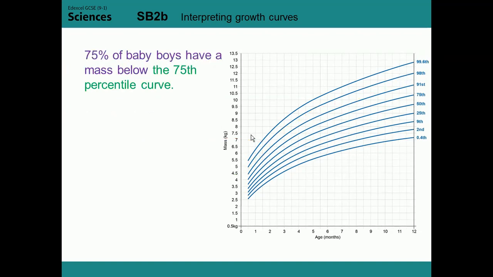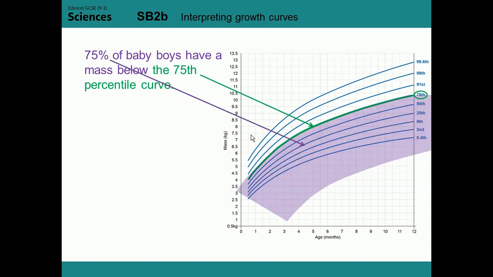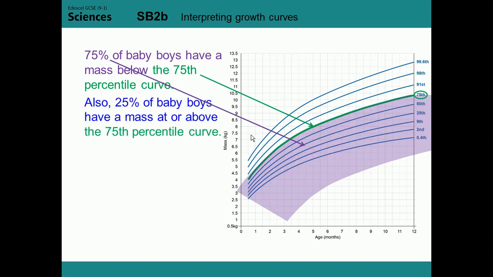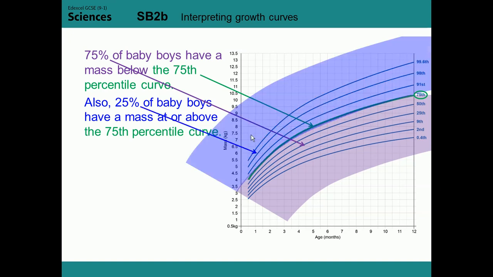In your exams, you might have to interpret growth curves. So to understand what a percentile curve is in the first place, using the example of the 75th percentile curve, a 75th percentile curve shows that 75% of babies have a mass below. This means that 25% of babies have a mass above the 75th percentile curve. So the number of the percentile curve indicates how much have a mass below or above.